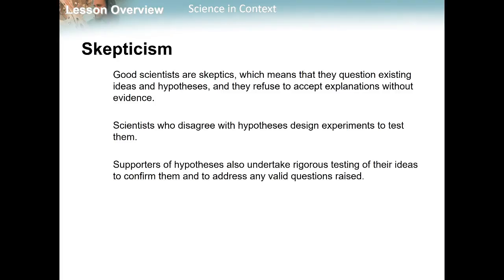Scientists who disagree with hypotheses may design new experiments to test them. They come up with other ideas. And supporters of hypotheses undertake rigorous testing of their ideas because they want their results to be valid and they want to come up with the same results every time. If somebody were to repeat the same experiment, they want them to come up with the same results that they did.